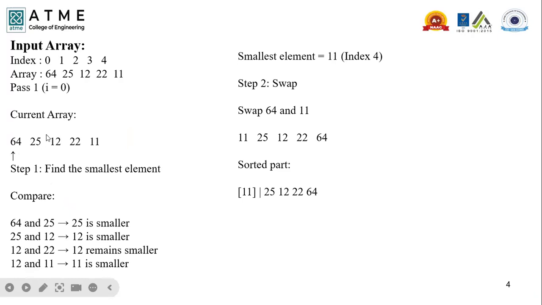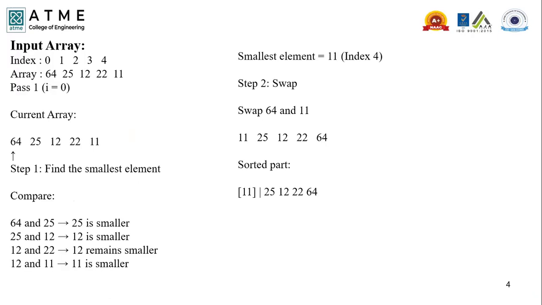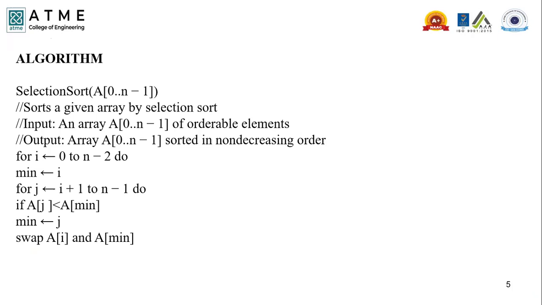I plus 1. Next, we compare both values, whether a of j is less than a of min. Here a of min is 64 and a of j is 25. We compare which element is smaller than the other. If the j value is smaller, as we can see in our example, min will be assigned the value j and both will be swapped. This continues till you find the smallest element. That is how the algorithm works.